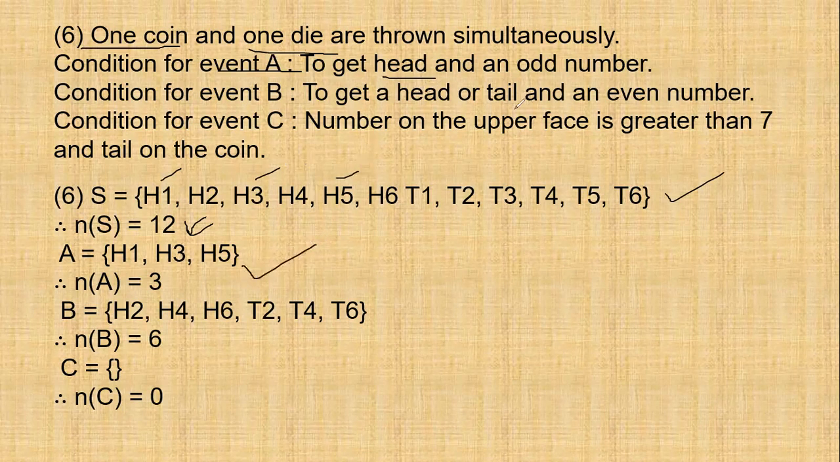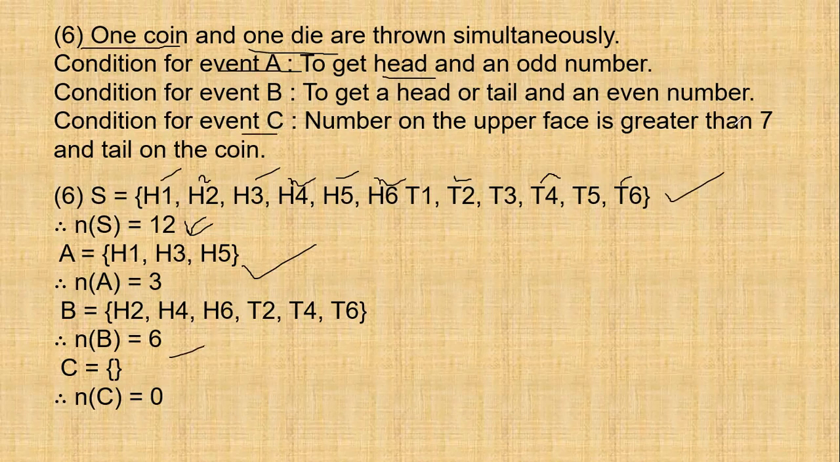To get head or tail and an even number. So that is H2, H4, H6, T2, T4 and T6. Total 6 outcomes.